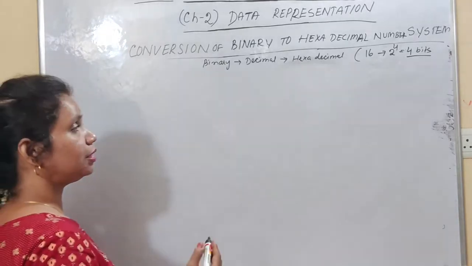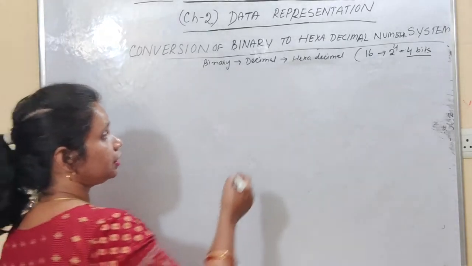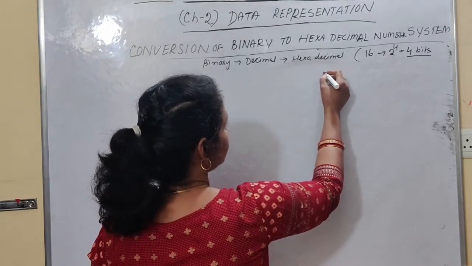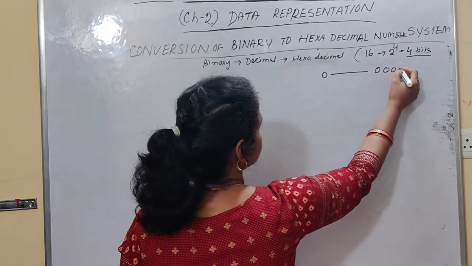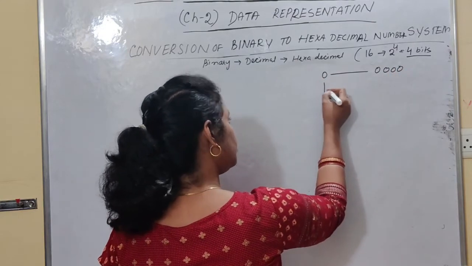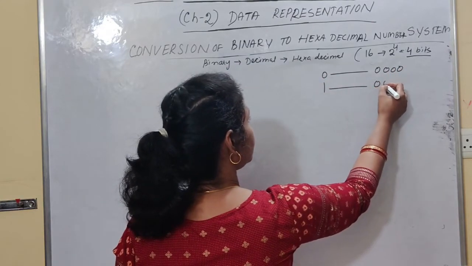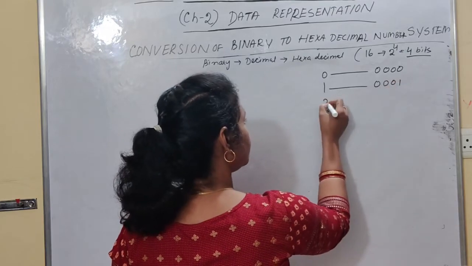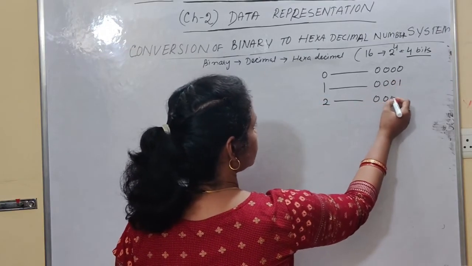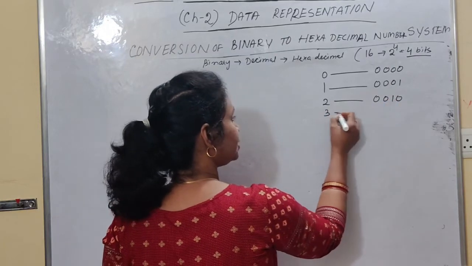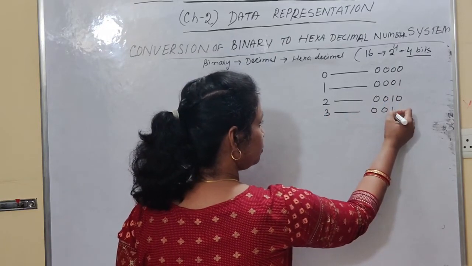So first I want to tell you that if the hexadecimal digit is 0, then the binary representation is 0000. If the hexadecimal digit is 1, then you can represent that 1 as 0001. Similarly, 2 can be represented by 0010. You need 4 bits, students. Similarly, 3 is 0011.